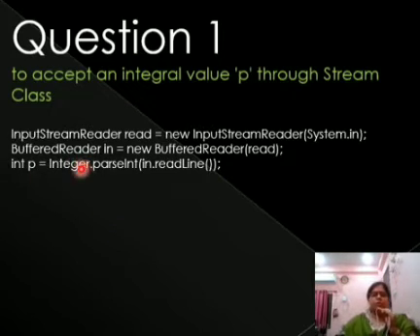Now the first question is how to accept an integral value through a stream class. For an integer value we first write InputStreamReader read, where read is your variable and it can be anything, new InputStreamReader(System.in). Then BufferedReader in, new BufferedReader, which is a temporary memory, which I have told you, taken from this read.